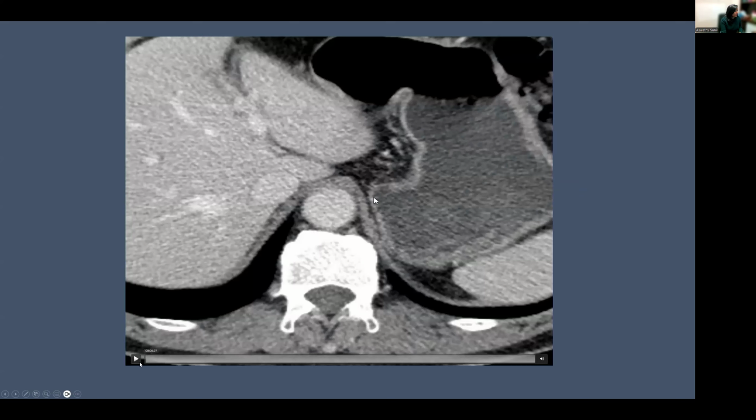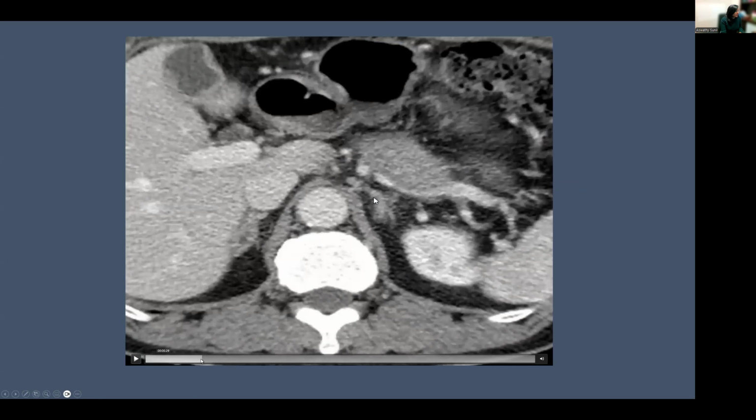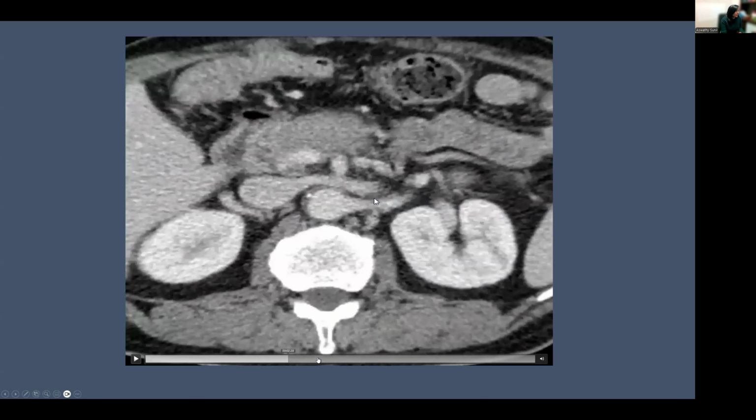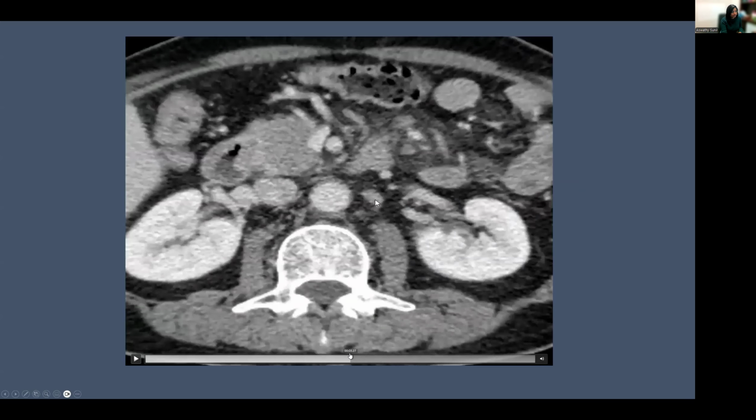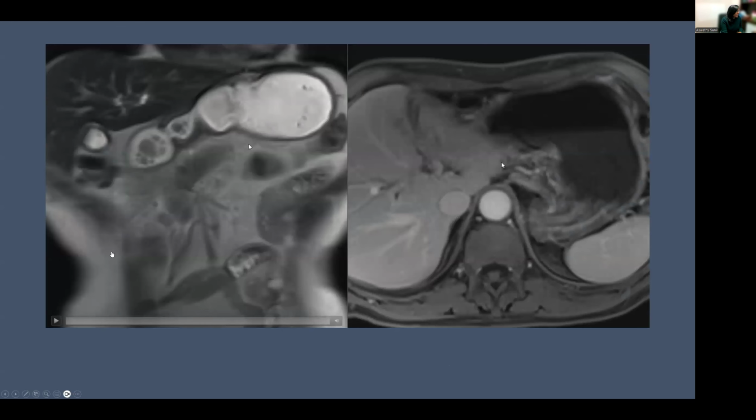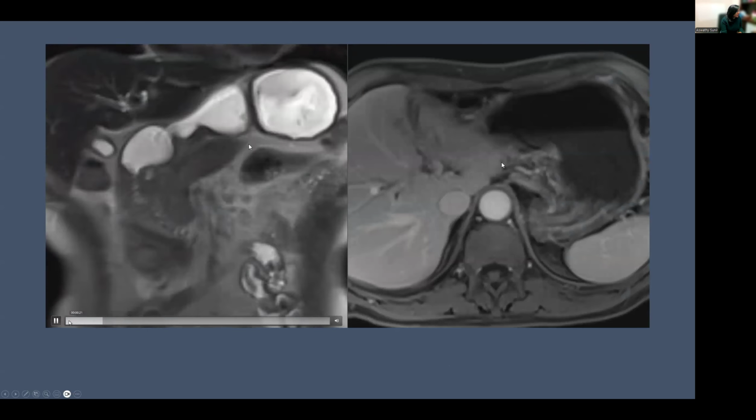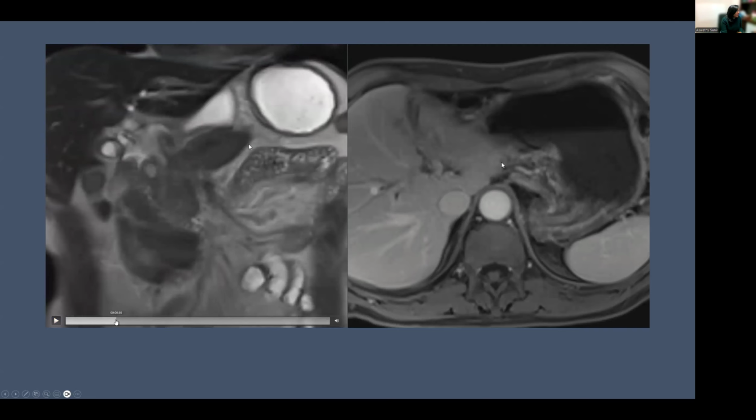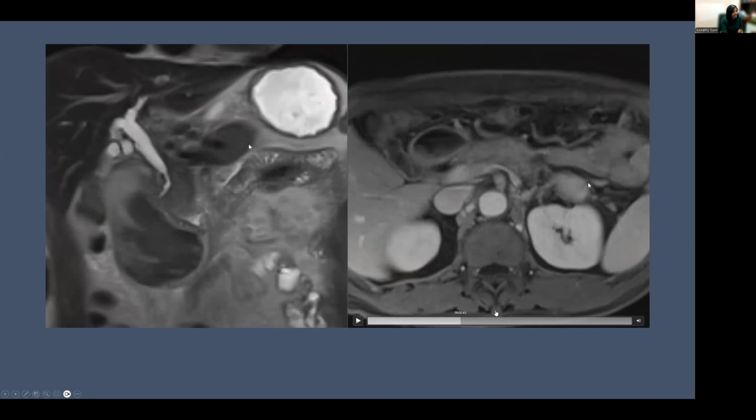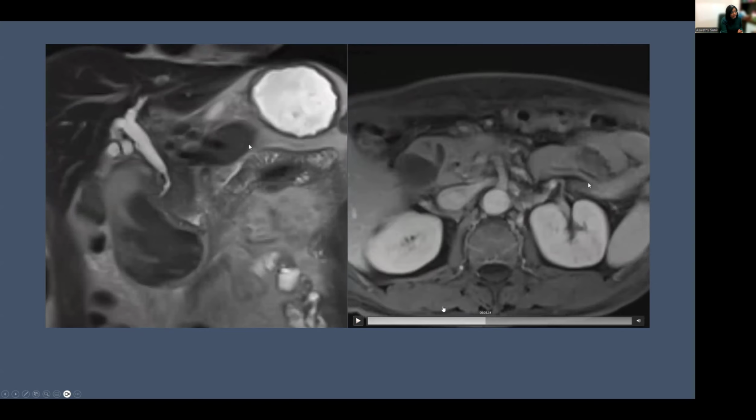So this is an example of autoimmune pancreatitis, where you see this bulky pancreas with hyperattenuating peripancreatic halo or capsule. This is MR of the same patient, where you see this T2 hypointense peripheral rim around the pancreas. Again, the pancreas is looking bulky. This is post-contrast MRI of the same patient with a hypointense halo around the pancreas.